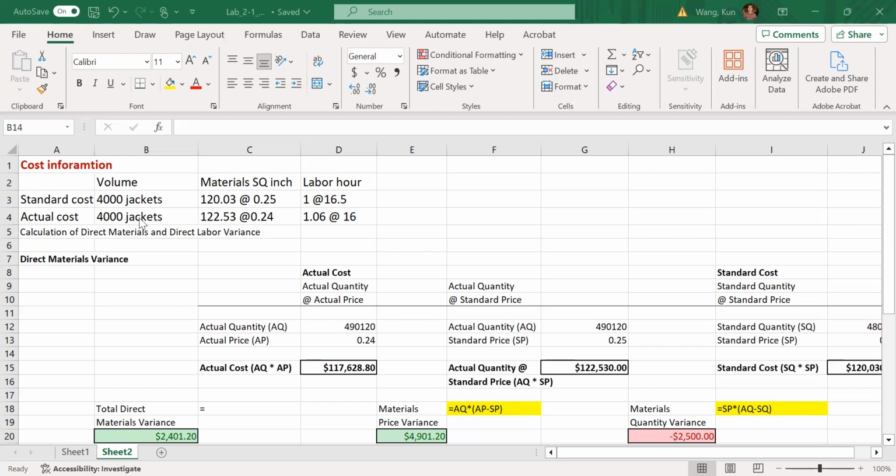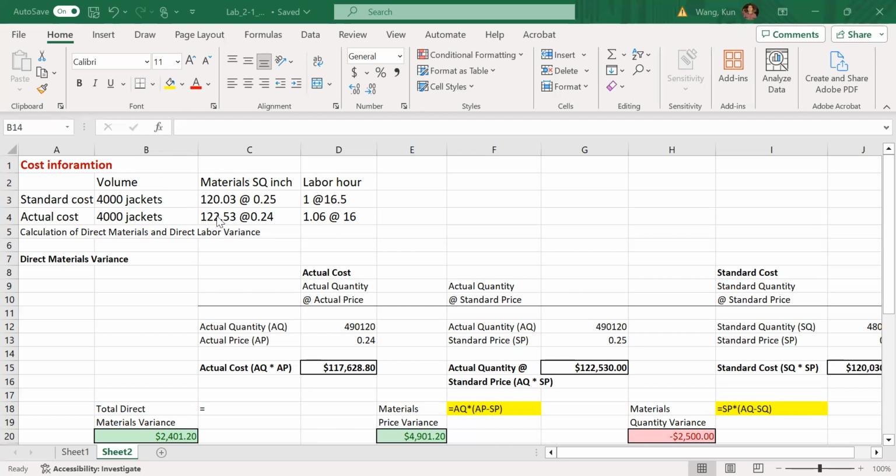Similarly, we have the actual cost information. So when you compare the variances, we want to make sure the units are comparable, right? So you don't want to compare the cost for 4,200 units with 4,000. Like you say, oh, my expectation is 4,200 jackets, but you didn't produce that much, but that's not the analysis we are going to do. You must make sure we maintain a flexible budget, so the units should be matching with each other.